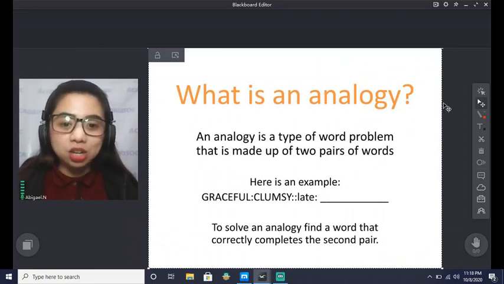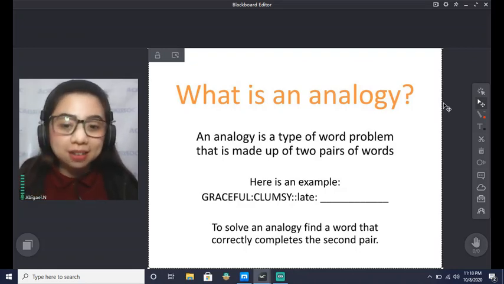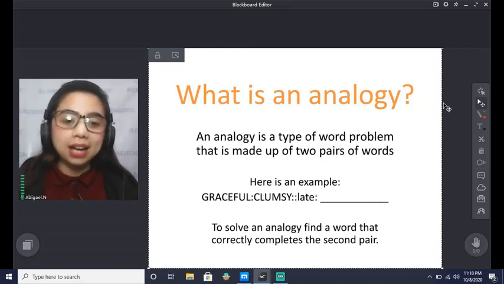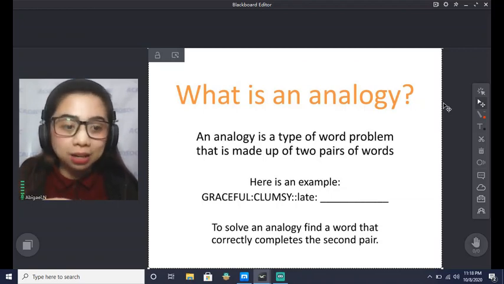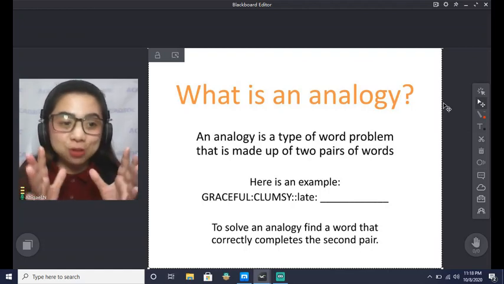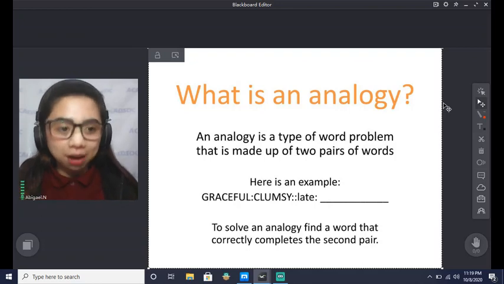An analogy is a type of word problem that is made up of two pairs of words. Here is an example. Graceful is to clumsy as late is to... What do you think is the missing word? Before you answer that, I know you have something in your mind already. To solve an analogy, find a word that correctly completes the second pair.